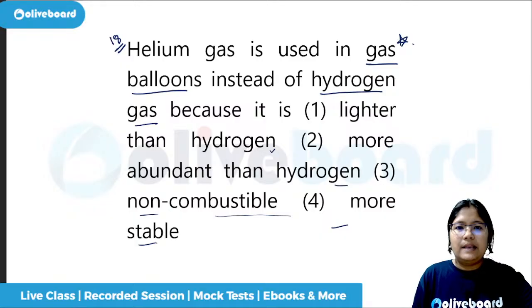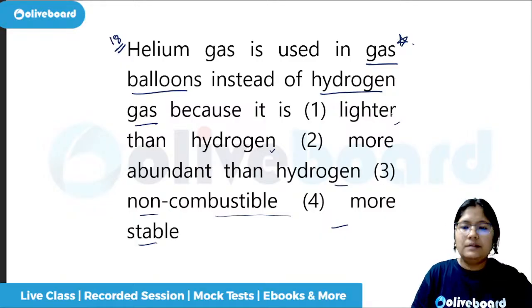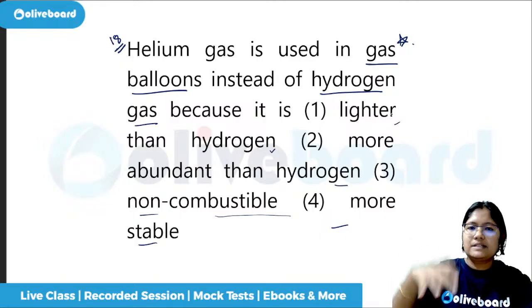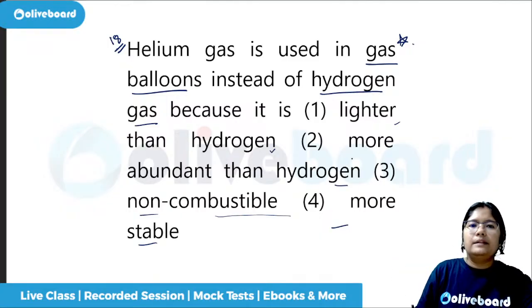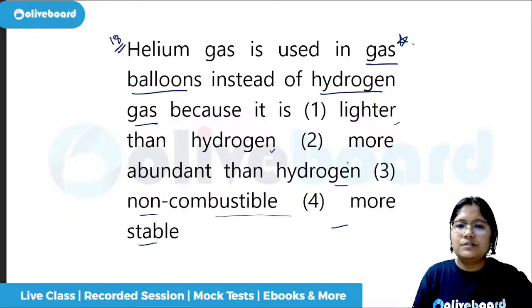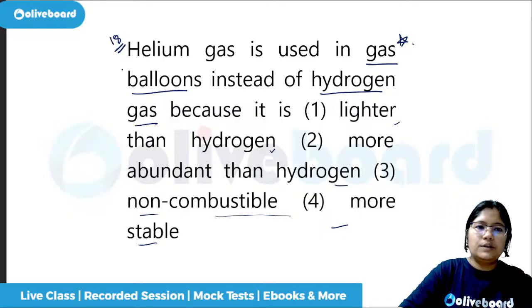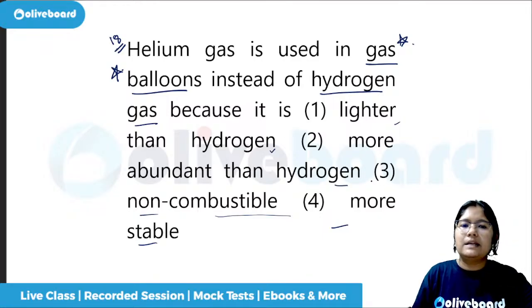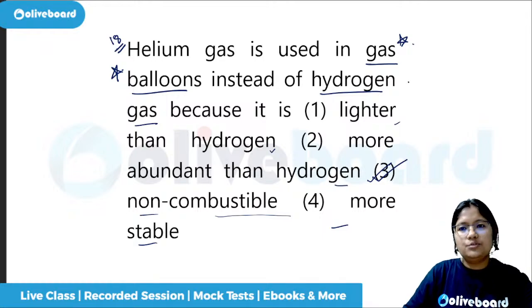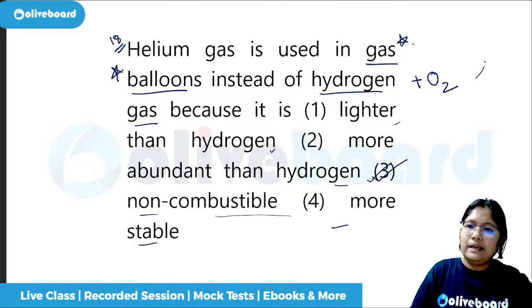A, lighter than hydrogen. Yes, it will. If it is lighter, then it can go up. Okay, that plus point is there. And then more abundant than hydrogen, that is not there. Why is it used in balloons? What is the reason behind using it in balloons? The reason is that it is non-combustible. If hydrogen is used, then it will quickly react with the oxygen, and again there can be a fire-like situation.